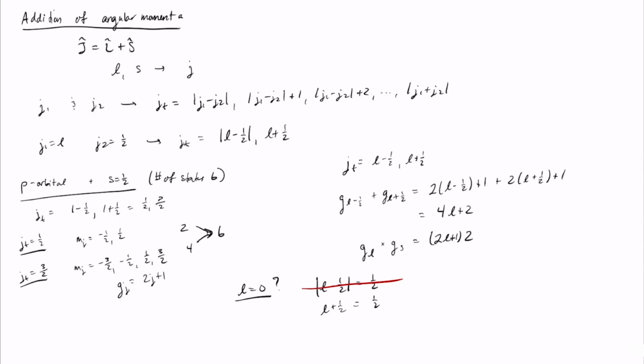Okay, so that is how you add angular momentum, at least in the special case that we're dealing with, where we're always going to add an integer angular momentum with an angular momentum of 1/2. In the next video, we'll introduce what are known as term symbols, which are convenient ways to express all this detailed information for atoms in a way that you can easily read off the selection rules.